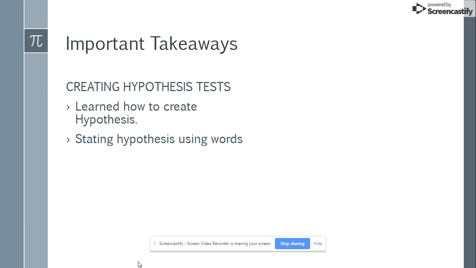Important takeaways. We learned how to create a hypothesis test. We started by stating a hypothesis using words. Just keep in mind that you can state hypotheses using words or equations. We developed a null hypothesis and an alternative hypothesis. Again, the alternative hypothesis involves a claim to be tested, while the null hypothesis is the status quo, the currently accepted value for a parameter, and also usually comes from previously done research.